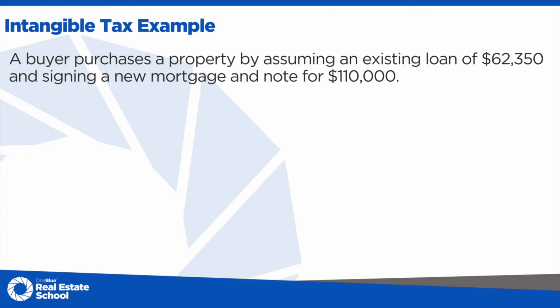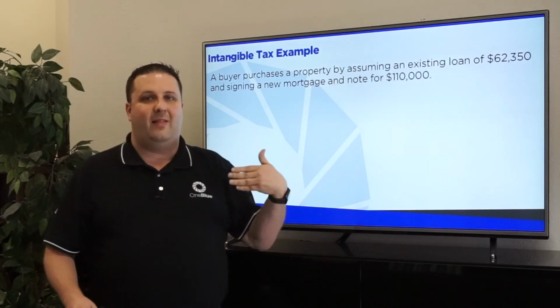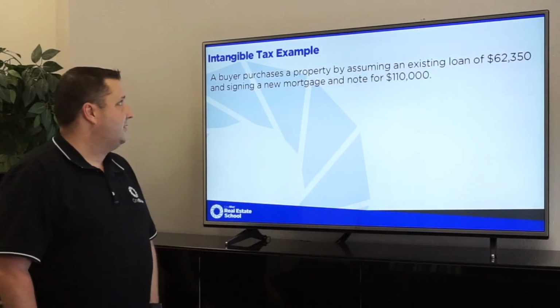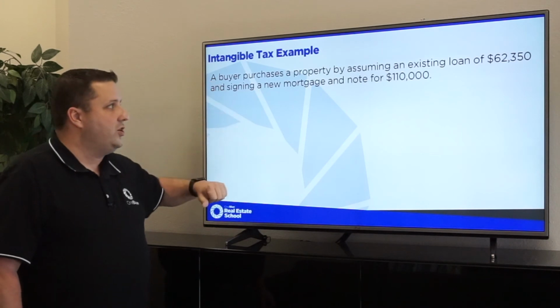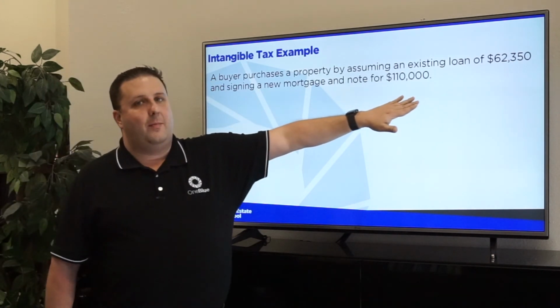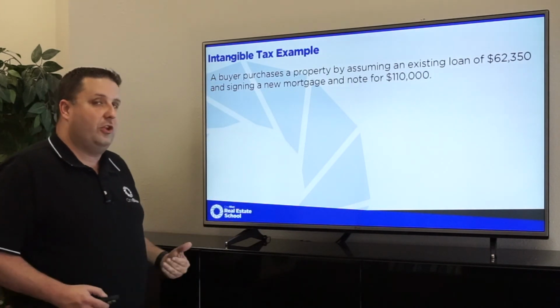All right, we take our question from before. Buyer is purchasing a property by assuming an existing loan of $62,350 and signing a new mortgage and note for $110,100. Remember, the existing one we don't have to worry about. That lien already exists. And the intangible tax is for the mortgage lien. So we only need to worry about this $110,000, the new one.